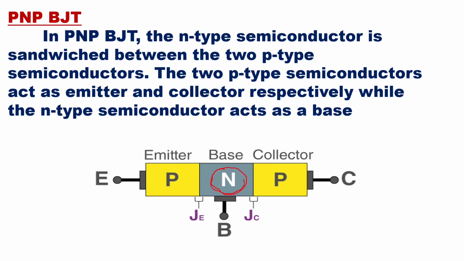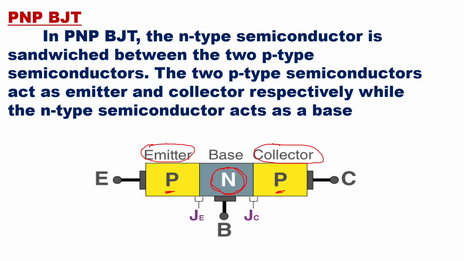Okay, this is N-type semiconductor. It is sandwiched between two P-type semiconductors. These are your P-type semiconductors. This is P and this is P. The two P-type semiconductors act as emitter and collector. So this is acting as emitter and this P is acting as collector.